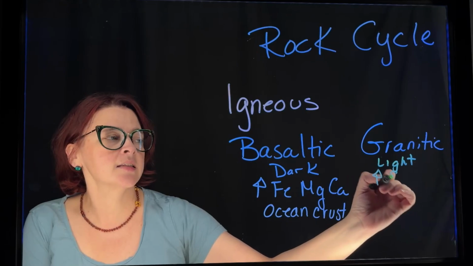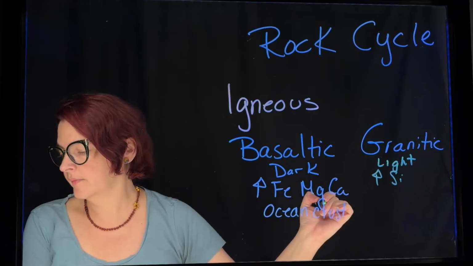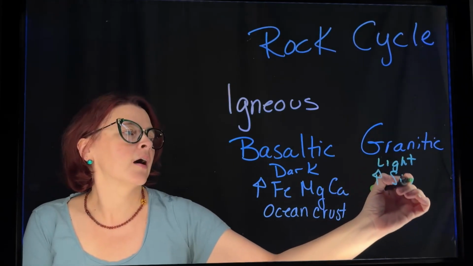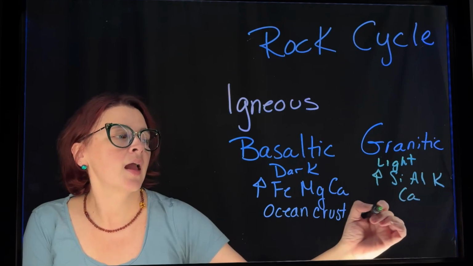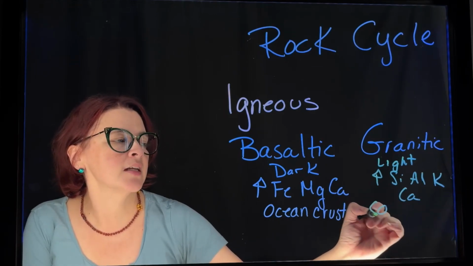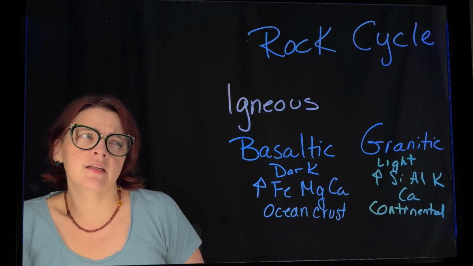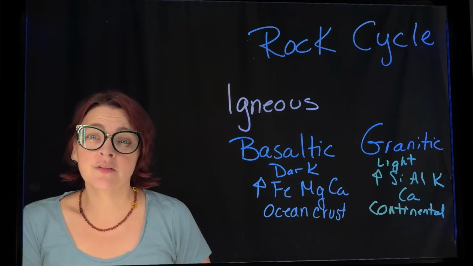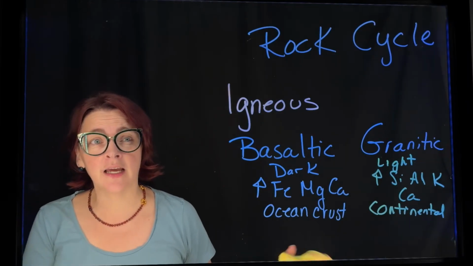Granitic rock is high in silicon, aluminum, potassium, calcium, and it mostly makes up the continental crust. There are two ways that igneous rock can be formed. We have intrusive and we have extrusive. Let's take a look at each of those.